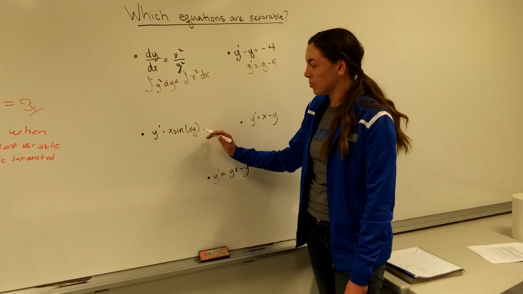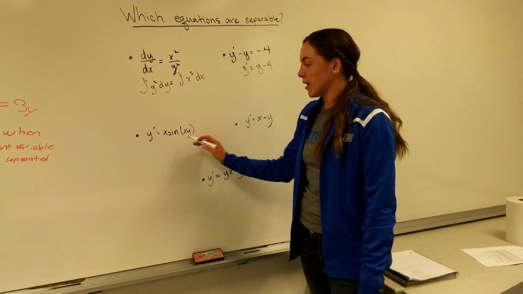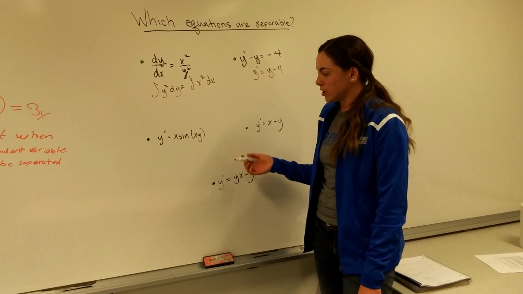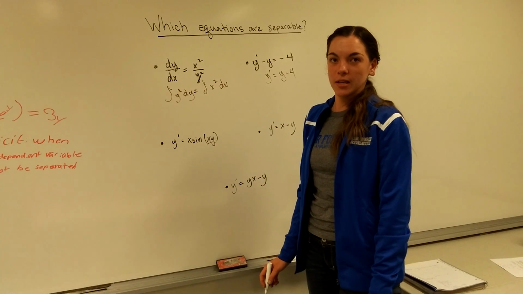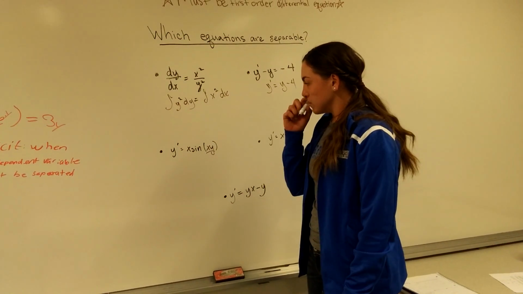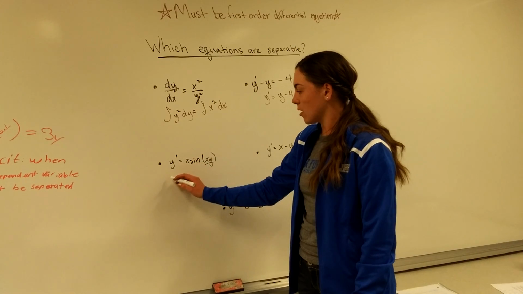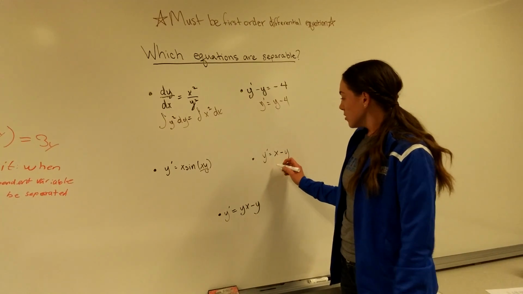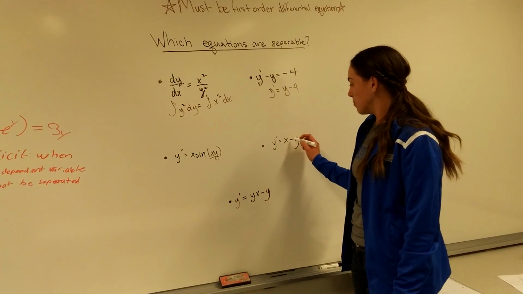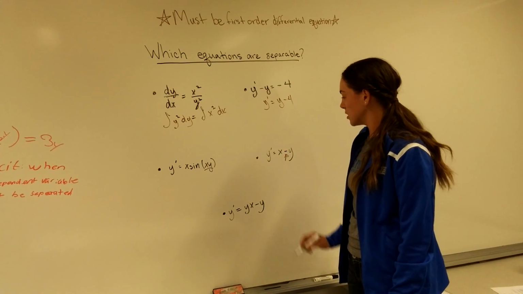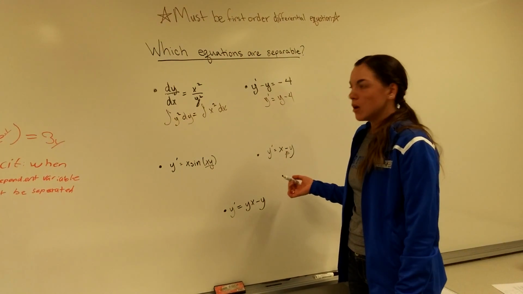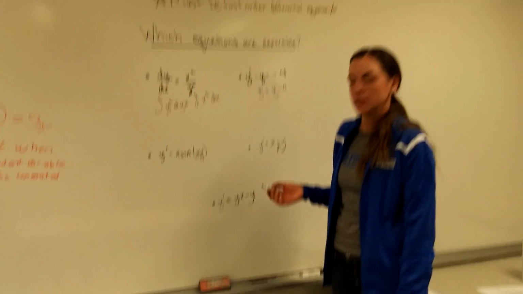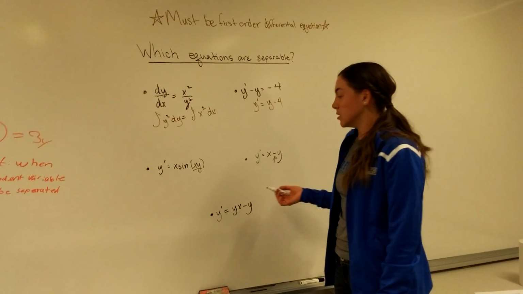For example, this problem with y prime equals x sine of x and y, you cannot separate this equation because we have x and y both inside of the function of sine. So you wouldn't be able to get x on one side and y on the other. This equation is also not separable because of this subtraction sign, you can't separate them without getting improper fractions, and it's just not possible to separate.